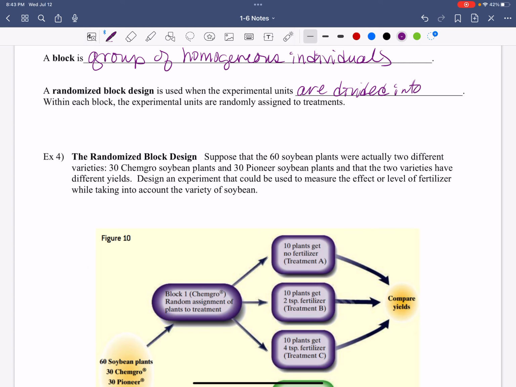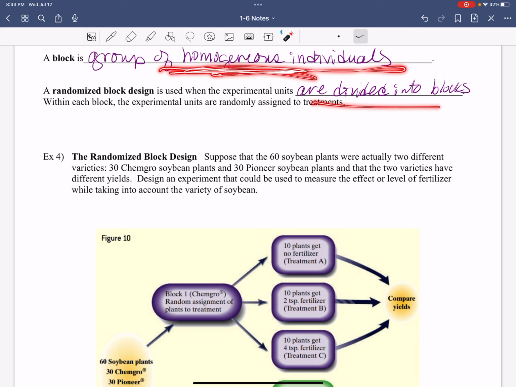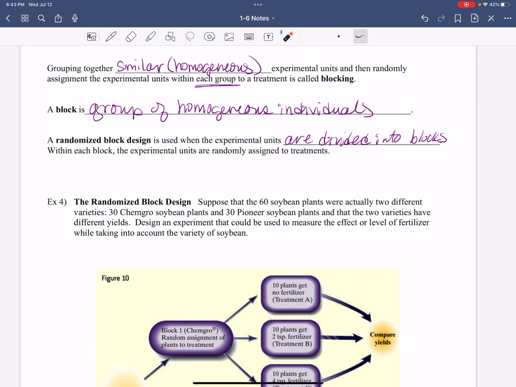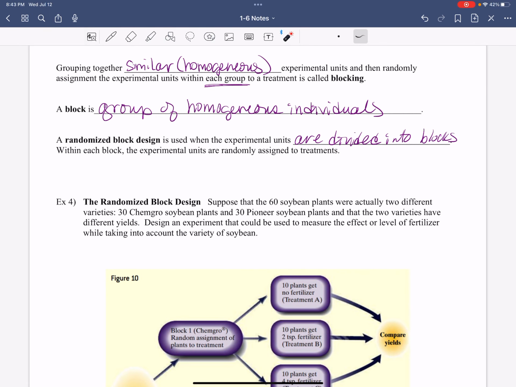And remember, I want to make sure you understand that a block is similar individuals. So when we divide into blocks, we're dividing into groups that are very similar. So we have completely randomized, where individuals are randomized. We've got matched pairs, where you match up things that are closest possible. Then randomized block means I have groups, and it has to stay within that group, but then that group is randomly given the treatment, whatever that is.